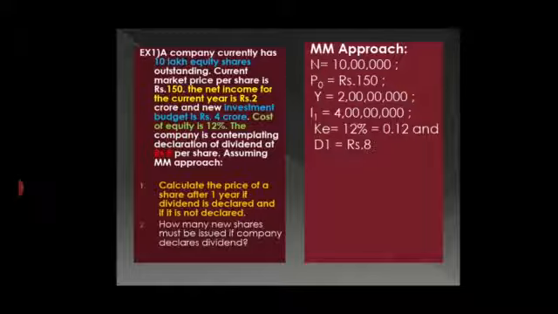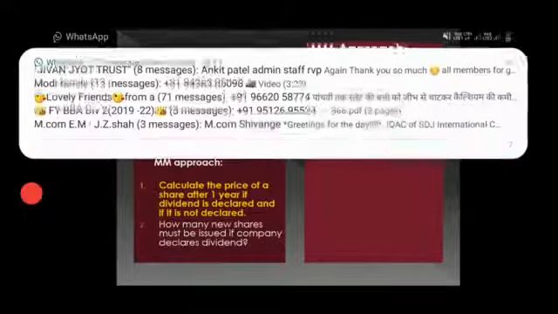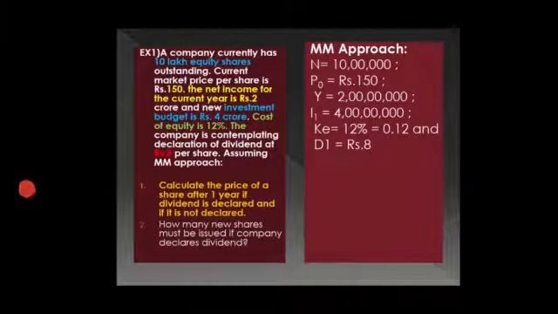First question is, calculate the price of the share after 1 year. It means we need to calculate P1 if dividend is declared and if dividend is not declared. Also, how many new shares must be issued if the company declares the dividend? Once again, just look at the symbols. N means number of shares, 10 lakhs. P0 means current price, 150. Y means total earning, 2 crore. I means investment, 4 crores.